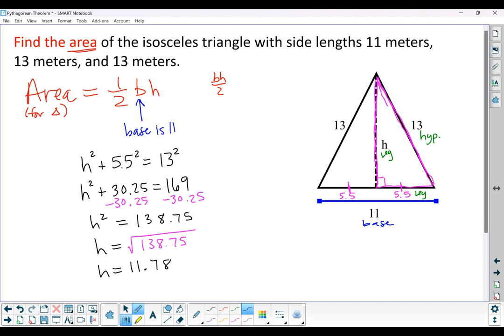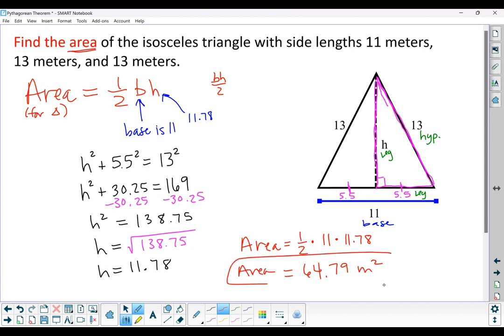So now we know the height. So we knew the base was 11 from our diagram. We just calculated the height is 11.78. So our area equation is that it's 1/2 multiplied by 11 multiplied by 11.78. So we get an area of 64.79 square meters. And that would be our answer.